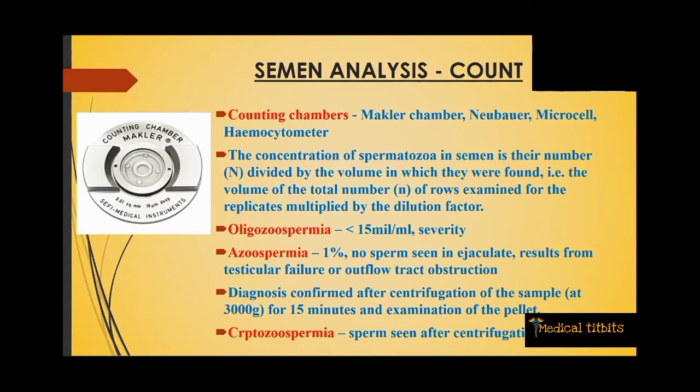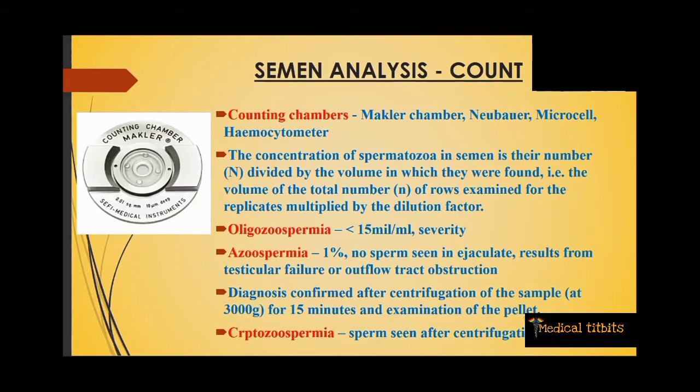And the concentration of spermatozoa is then calculated according to the formula. The minimum count which is required is more than 15 million per ml. When the count is less than 15 million per ml, it is termed as oligozoospermia. And azoospermia, which is seen in around 1% of males, is the condition in which no sperms are seen in the ejaculate. It might be due to testicular failure or it can be due to an outflow tract obstruction.